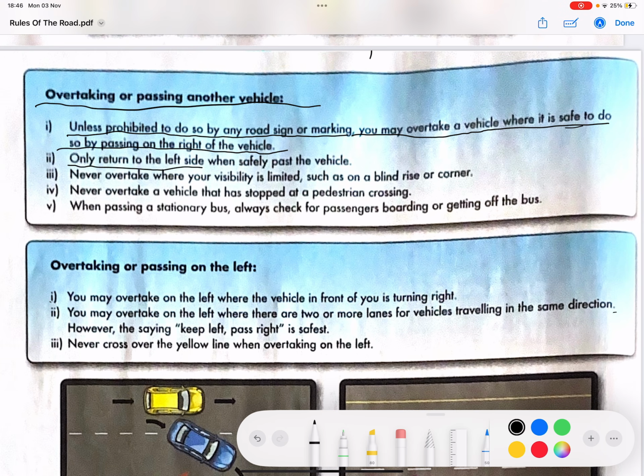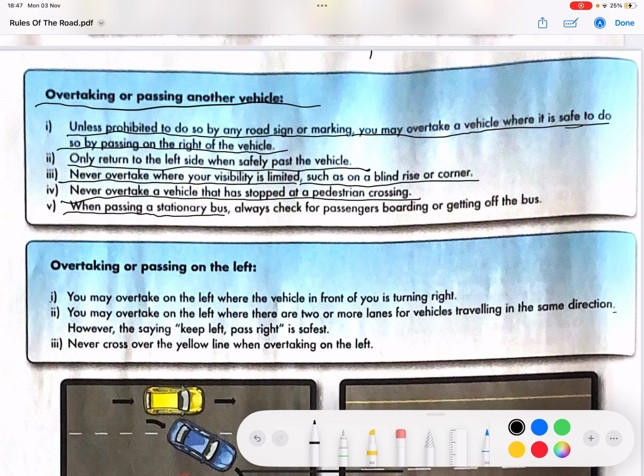Only return to the left side when safely past the vehicle. You only return to the left-hand side when you have safely passed the vehicle. Never overtake where your visibility is limited, such as on a blind rise or corner. You never overtake where you cannot see clearly. Never overtake a vehicle that is stopped at a pedestrian crossing.